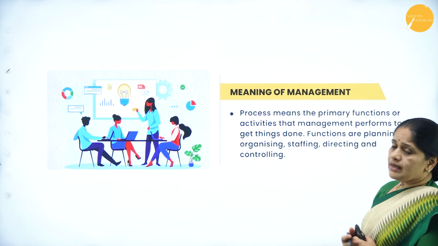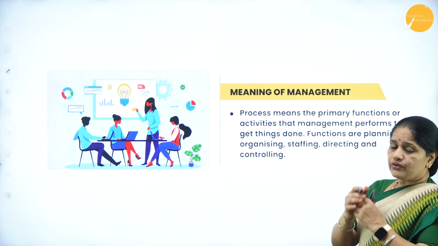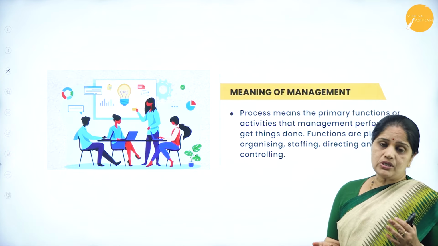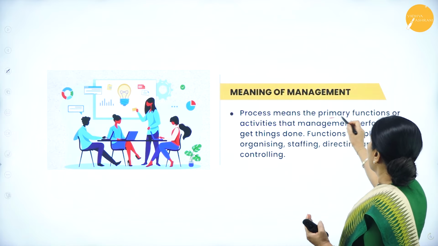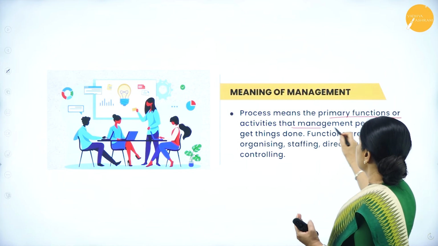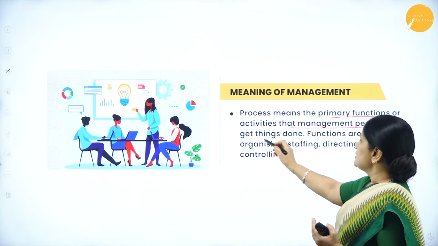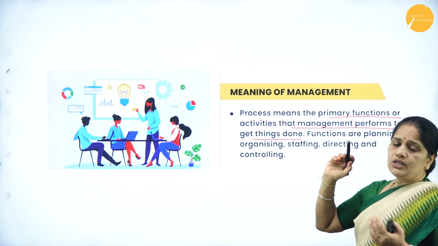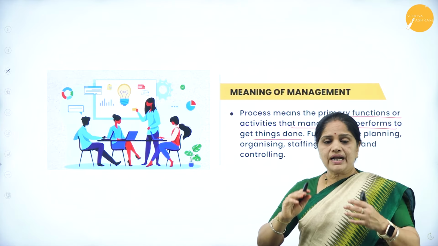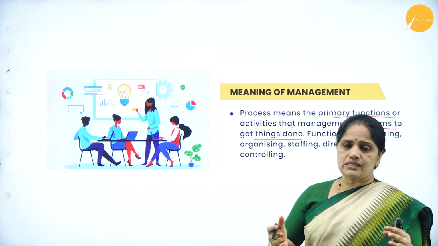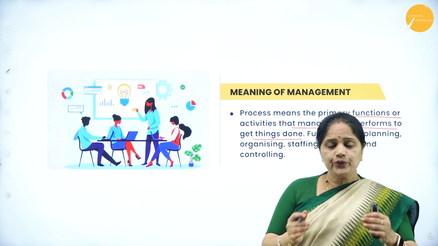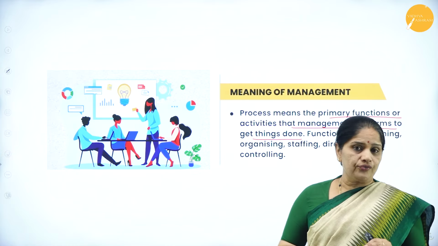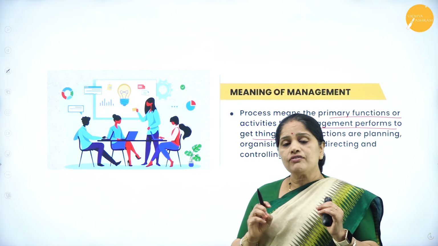Then what is the meaning again of management? We call management a process. So why do we call it a process? Process means the primary functions or activities that management performs to get the things done. So management is nothing but getting the things done through others, or working through other people. You don't do the job, you make others work on behalf of you. So that is the skill of management.